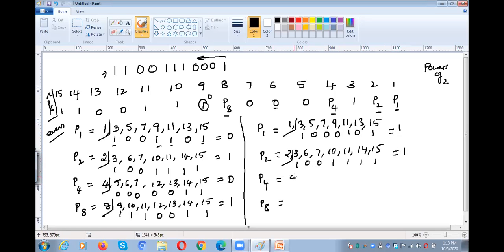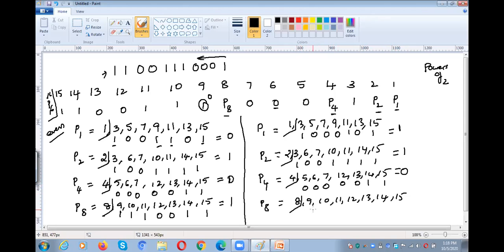And then for P4: 4, 5, 6, 7, 12, 13, 14, 15, and 8, 9, 10, 11. So discard 4. So 0, 0, 0, 0, 0, 1, 1. So the number of ones are even. So the parity bit is 0. Then for P8: 8, 9, 10, 11, 12, 13, 14, 15. Discard 8. So ninth value is changed to 0. So 1, 1, 0, 0, 1, 1. So how many number of ones are there? 4 ones. So the parity is 0.